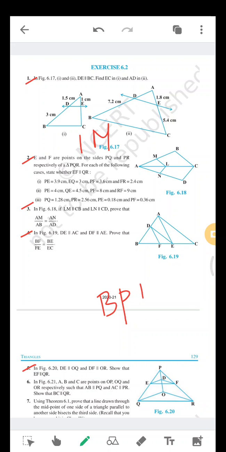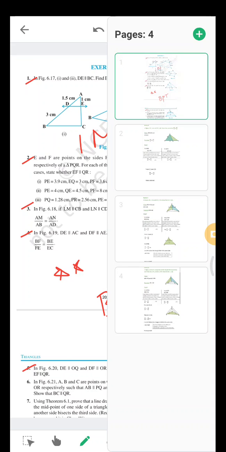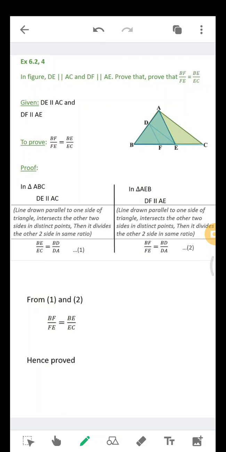This whole exercise is based on BPT and its converse. So these are very simple questions which we are going to solve today, and they are important too. So let's see how to solve question number 3 first. In question number 3 it's given that DE is parallel to AC and DF is parallel to AE. You can see the figure is given to you.